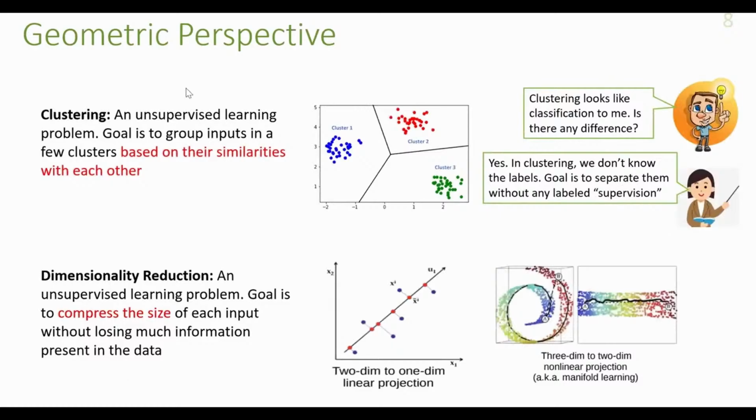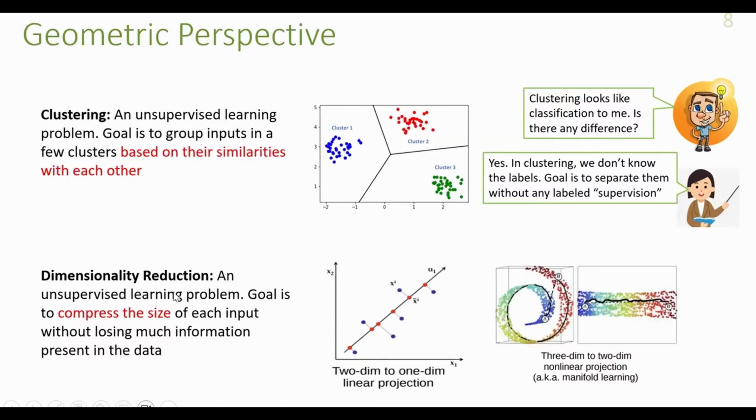Yeah, and these are examples of unsupervised learning. For example, in clustering, based on similarity, we are grouping inputs, right? So, for example, all these points belong to one group, all these points belong to another group, and all these points belong to the third group, right?